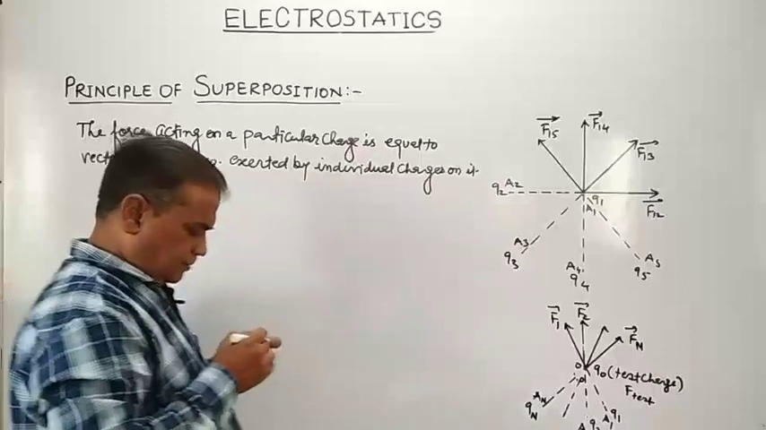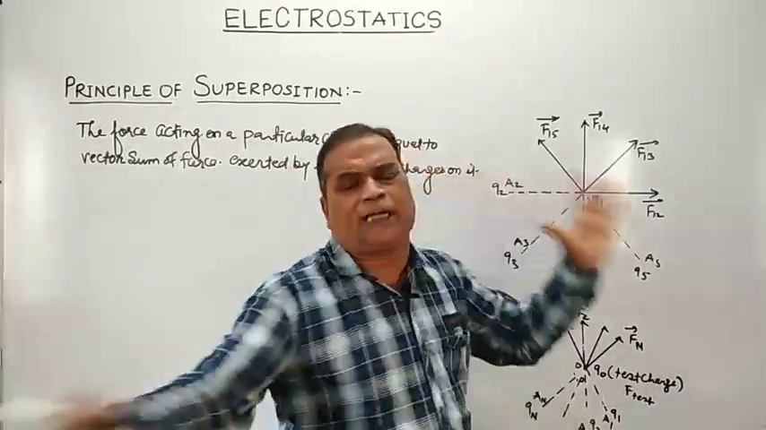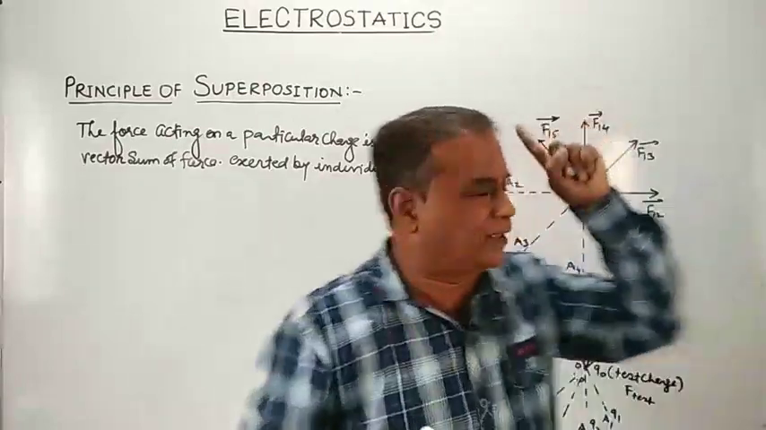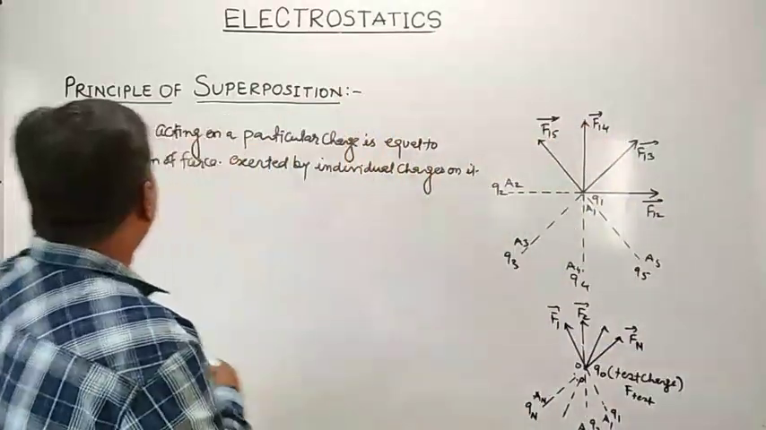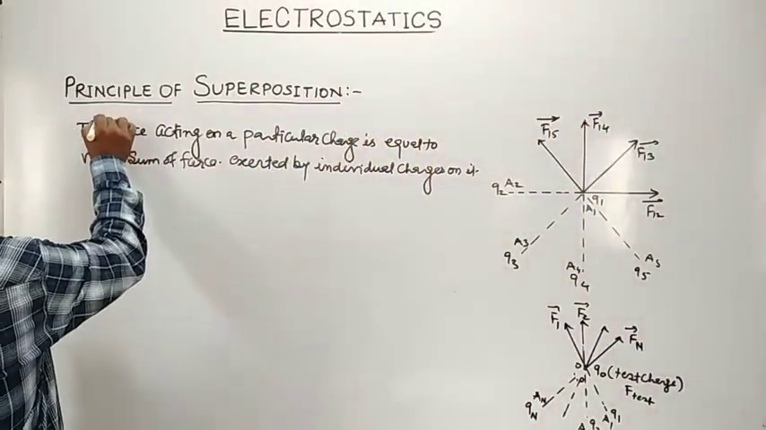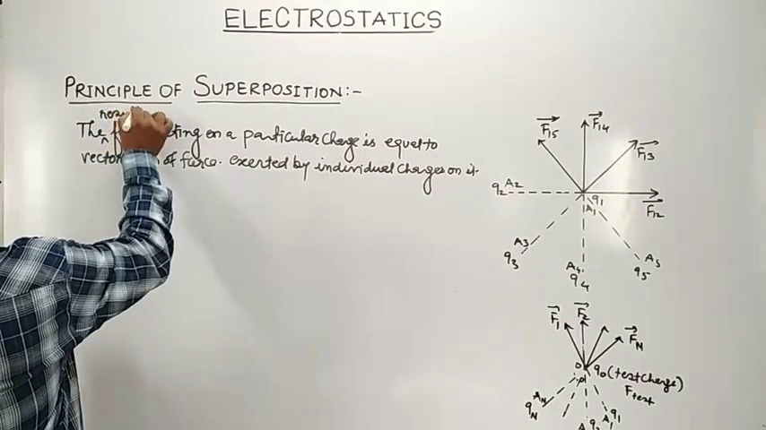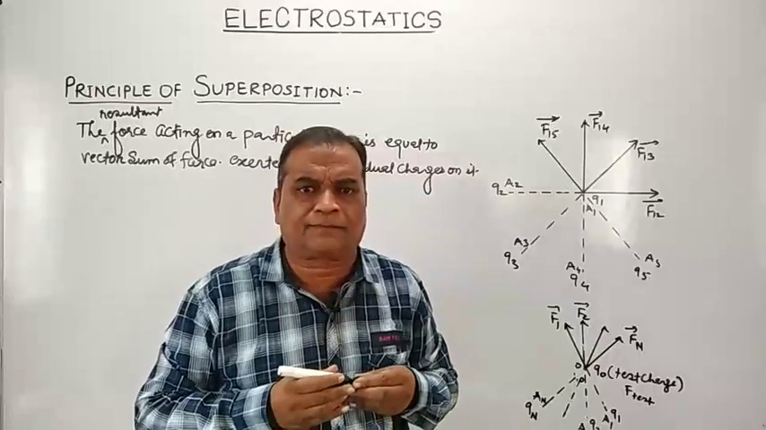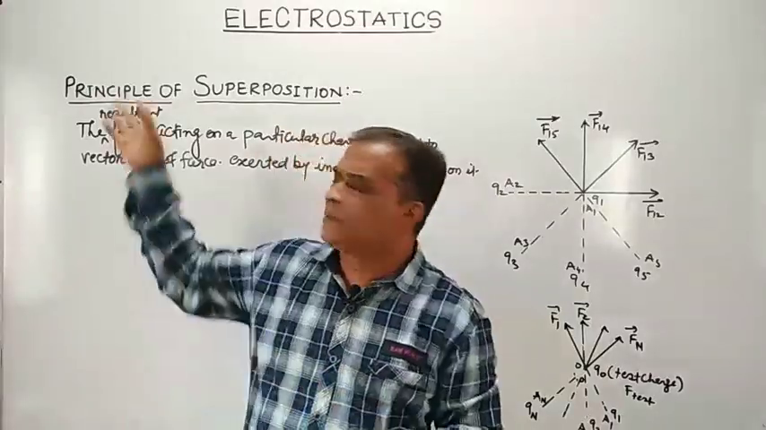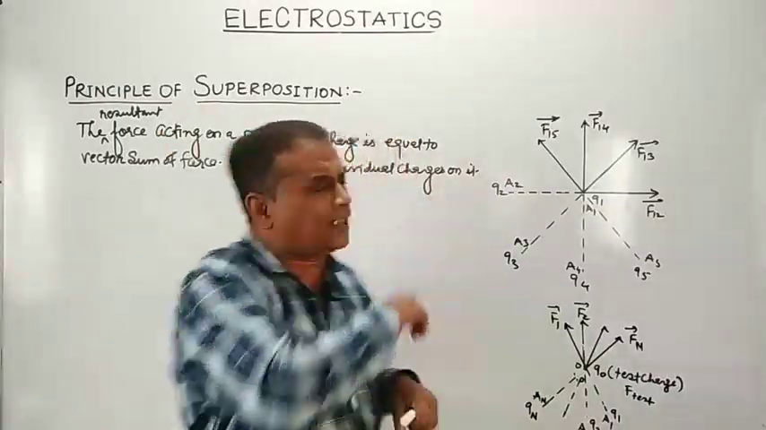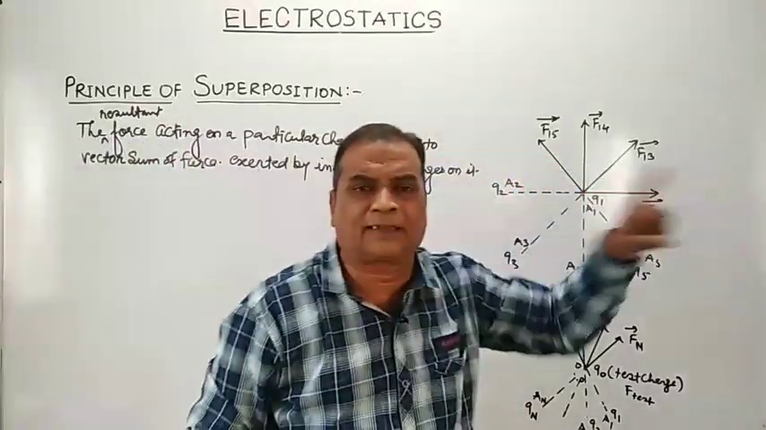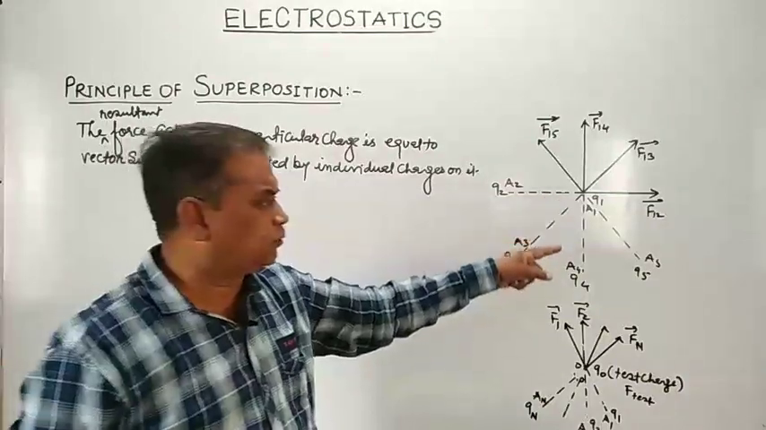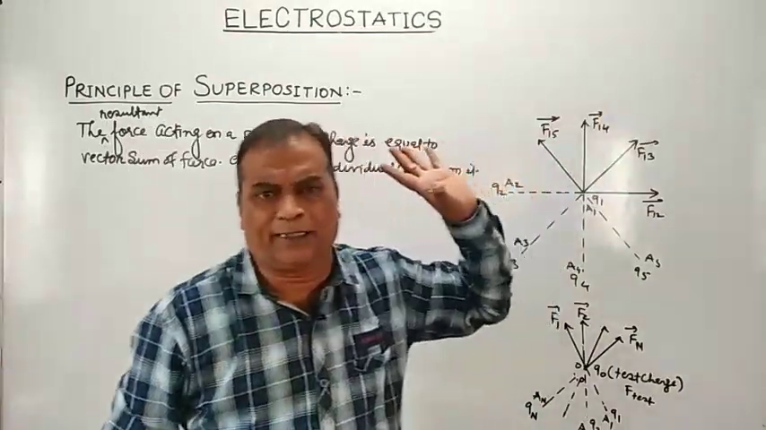So remember, when more than two charges are interacting, many charges interacting, and you want to find out the resultant force on a particular charge, then according to the principle of superposition, the resultant force on a particular charge is equal to the vector sum of the forces due to the individual charges on it.